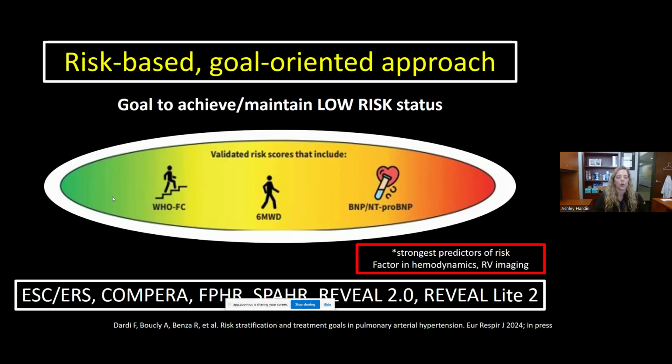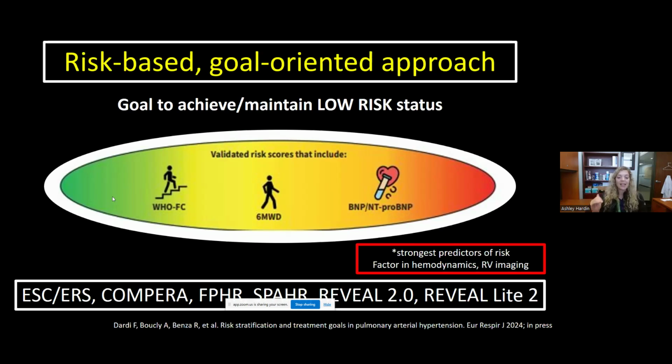Not all the risk scores actually take into account hemodynamics or imaging of the right ventricle on cardiac MRI or echo, but some do, in particular the ESC and ERS initial risk calculator or follow-up risk calculator.